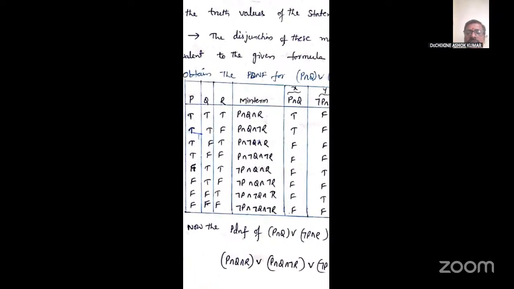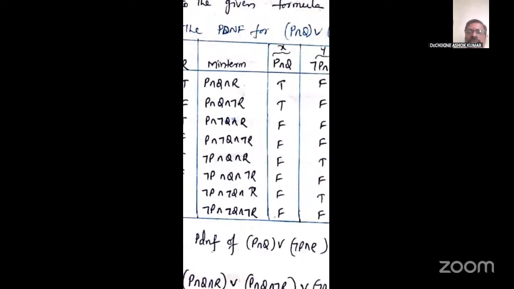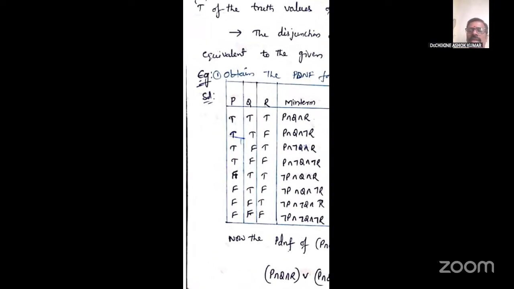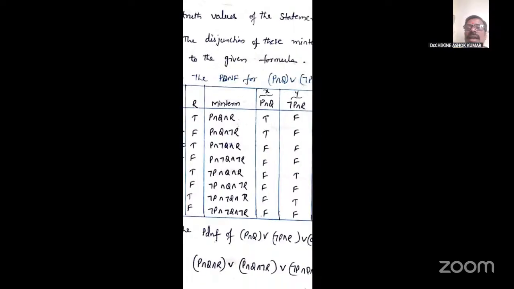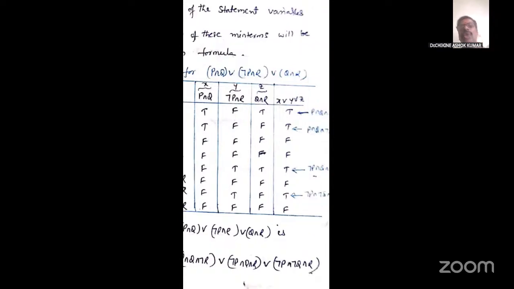Similarly, coming to the last one, F F F, all propositions are false, so we can write negation P intersection negation Q intersection negation R. Now, after filling these four columns, three propositions and minterms, based on these minterms, write the question format. The question has the sum of three products: P intersection Q, negation P intersection R, Q intersection R.